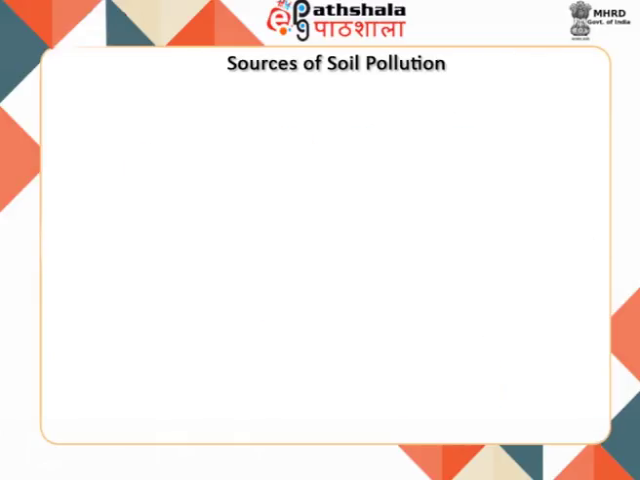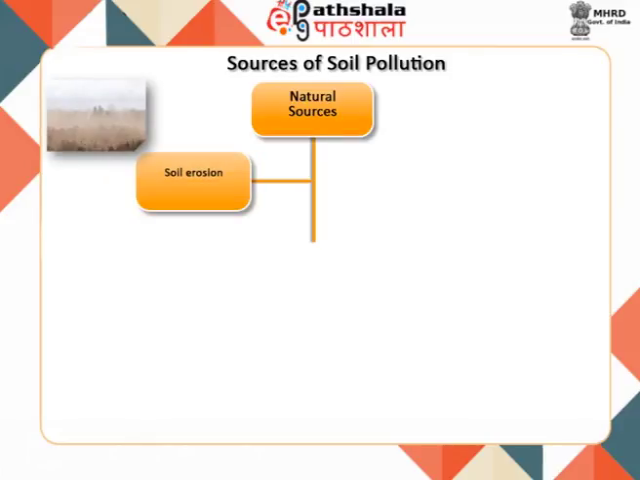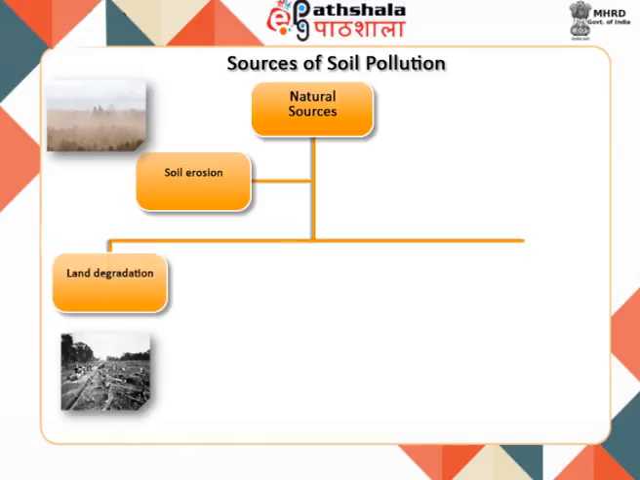Now, let us study sources of soil pollution. These can be broadly divided into two groups as natural and anthropogenic sources. Natural sources causing soil pollution include natural processes like soil erosion. It refers to the wearing away of a field's topsoil by the natural physical forces of water and wind, or through forces associated with farming activities such as tillage. Land degradation. It is the reduction in the capacity of land to provide ecosystem goods and services.